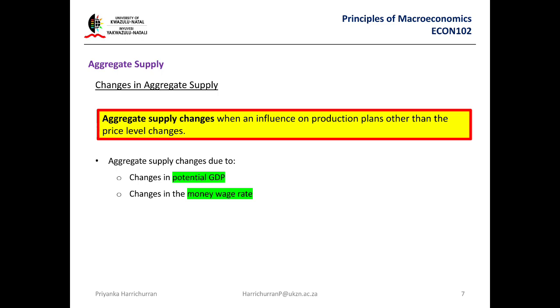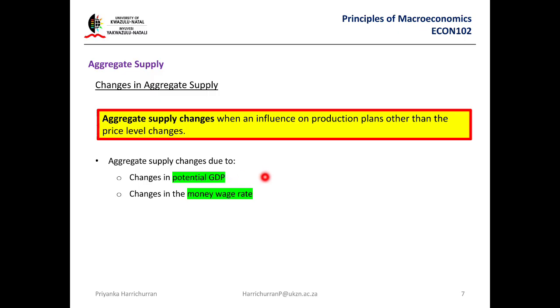So changes in aggregate supply, right? Obviously anything besides the price level changes the aggregate supply. So obviously changes in potential GDP and changes in the money wage rate. Money wage rate could be the salaries you're giving your employees. If it increases, it'll shift the supply to the left.